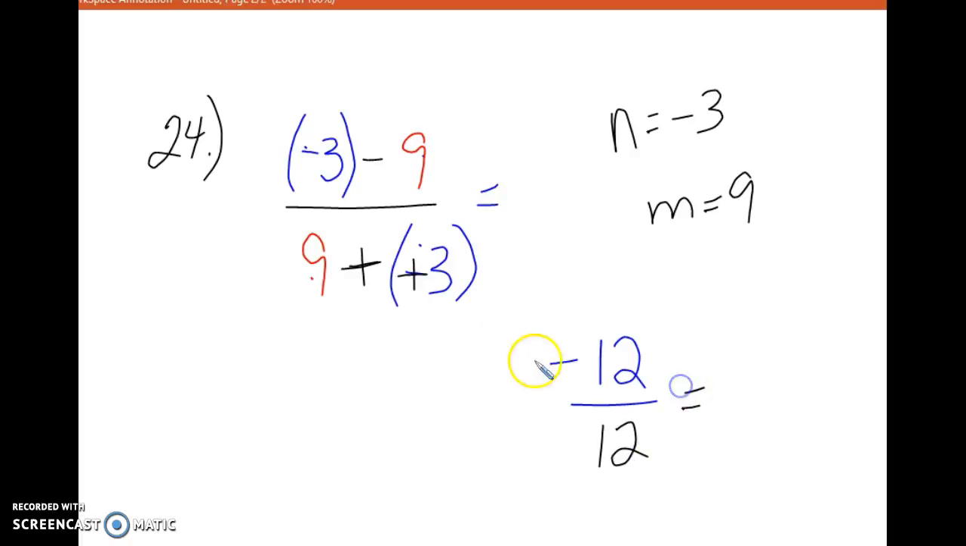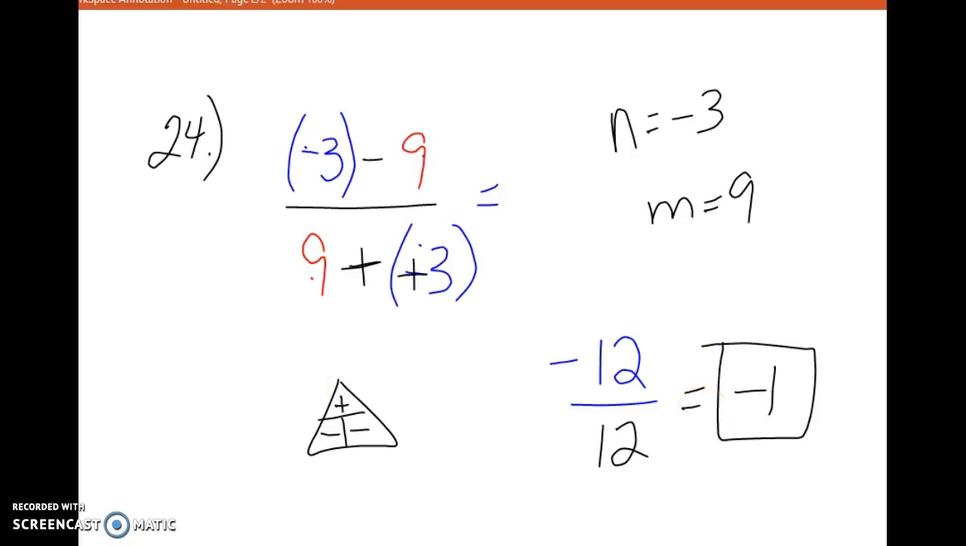12. And what is negative 12 divided by 12? 1. Be careful. Integers, boys and girls. Negative 1. You should have gotten negative 1. Oh, I got 1. You have to be extremely careful with those integers, especially for this test. Okay?